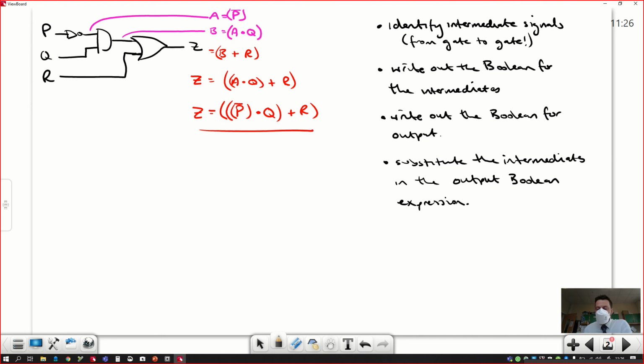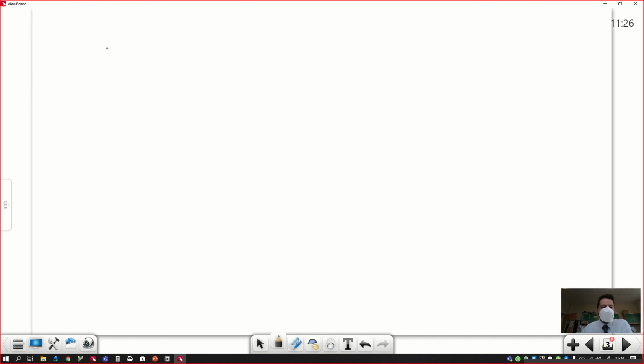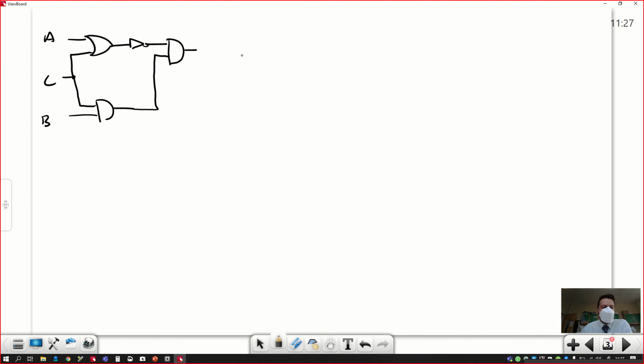The next part of it is, how do you do a truth table? So for instance, they could give you a circuit that looks like that. Let's go A, B, C, and there's Z. And they could ask you to do a truth table for that.